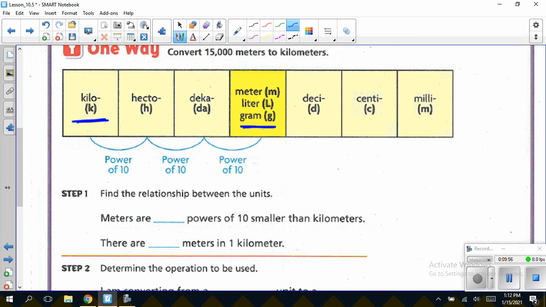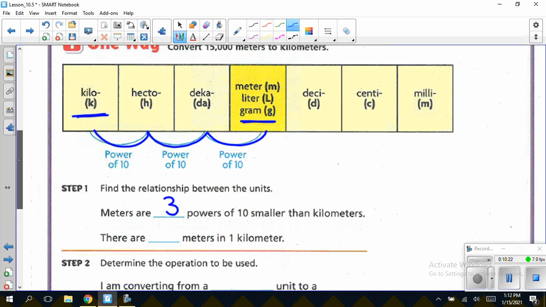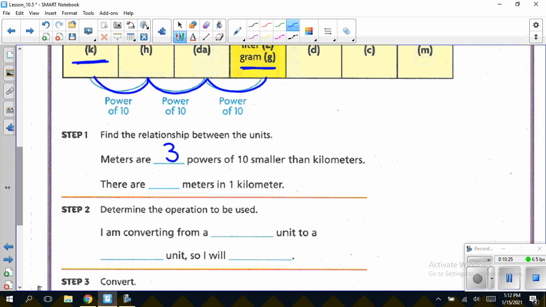And for each swoop, again, that's what we call them, for each swoop, I'm technically dividing by a power of 10. So if I have 1, 2, 3 swoops that it takes me to go from a meter to a kilometer, that means I'm dividing by 10 to the third power. So I do know that meters are 3 powers of 10 smaller than a kilometer. And I also know, because it's 3 swoops, that essentially means 3 zeros. There are 1,000 meters in 1 kilometer.